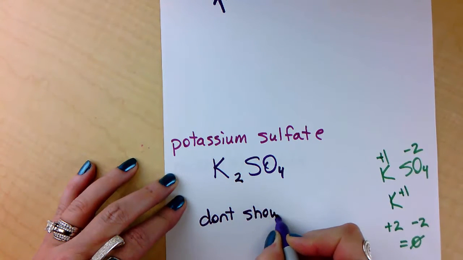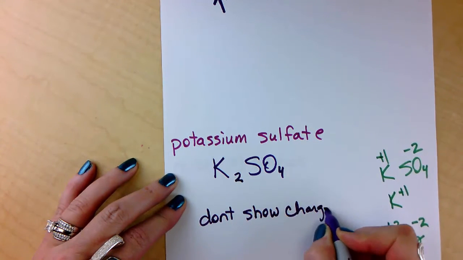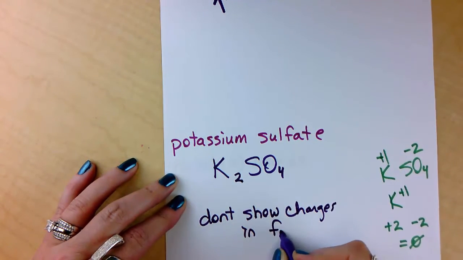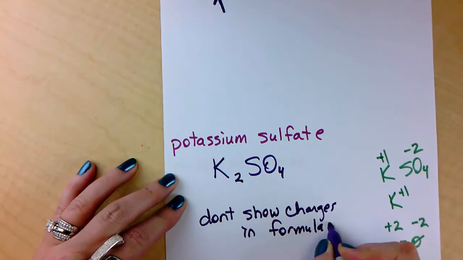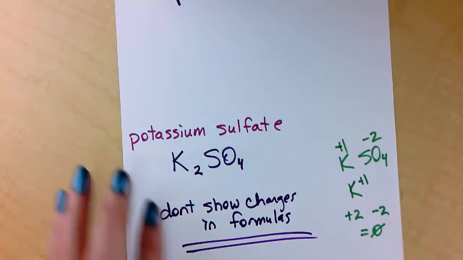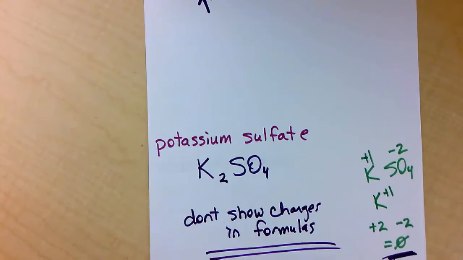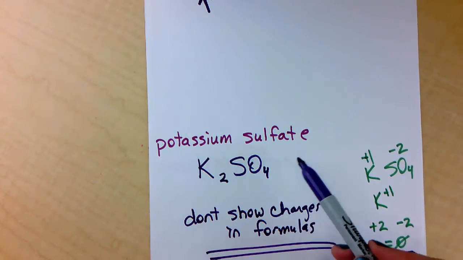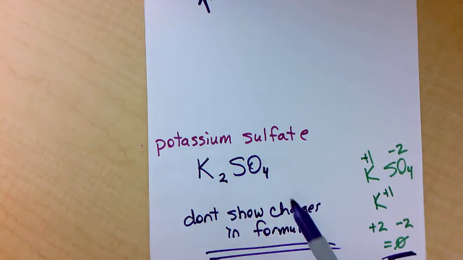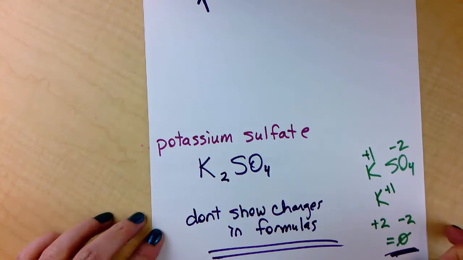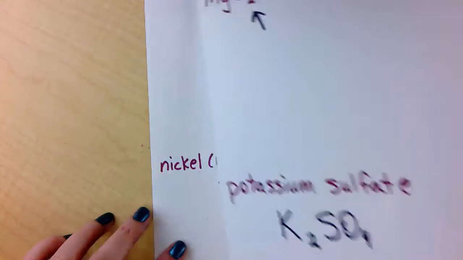Don't show charges in formulas because the whole thing adds up to 0. So we don't need to show the charges because it equals 0 now. So do not put the -2 or the +1 in your formula. It's just K2SO4.